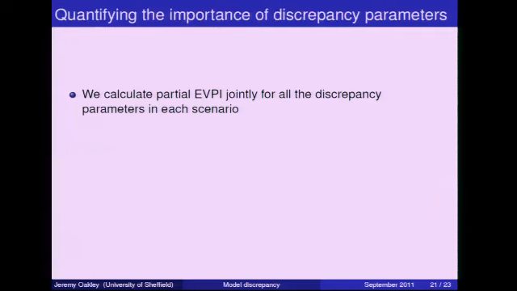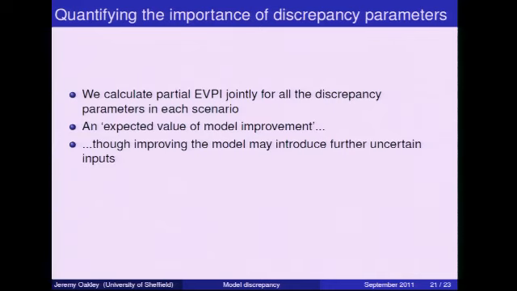So what we're going to do is, for each of those scenarios, calculate our partial EVPI for all the discrepancy parameters in a particular scenario and see what their contribution is to my decision uncertainty. We interpret this as an expected value of improving the model, although it's not strictly accurate, in the sense that if you really were to improve the model, that's probably going to bring in perhaps more uncertain inputs. So you wouldn't eliminate the uncertainty, but it's giving you at least an upper bound on what you might achieve by eliminating a particular sort of discrepancy term in your model.